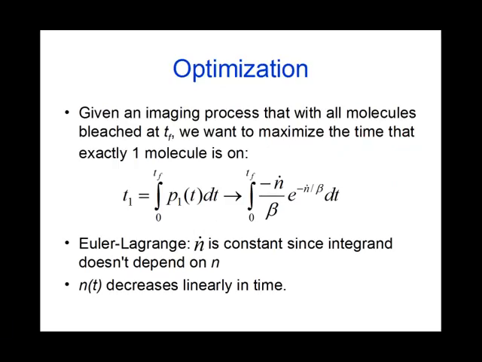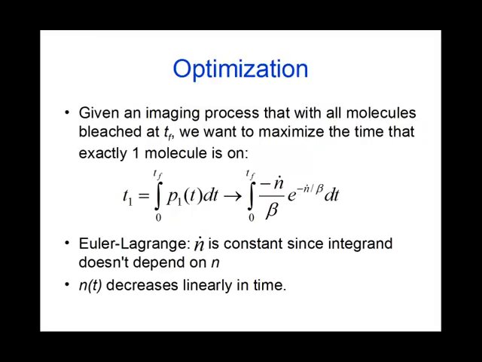And what we want to do is optimize an integral of single molecule image probability. This depends on the probability that one of the n molecules is on and the others are off. That depends on the probability per molecule, which depends on n dot. So now we've got this integral that we have to optimize. It depends on the derivative of a function.